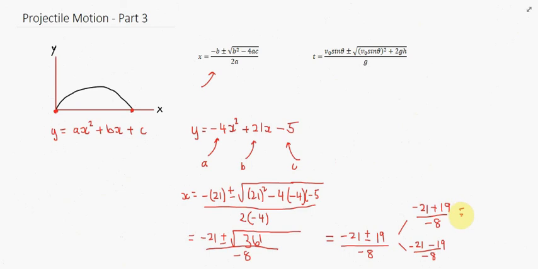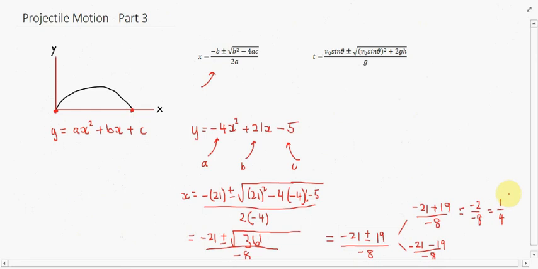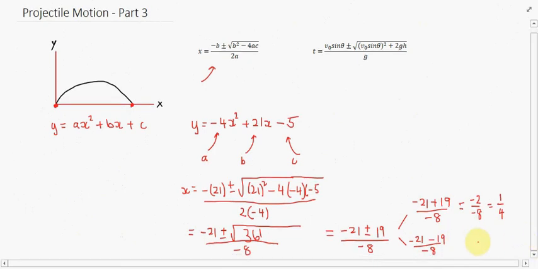Negative 21 plus 19 should give me negative 2. So negative 2 over negative 8, the negatives cancel and I get a quarter, right? This one over here, negative 21 minus negative 19 is negative 40 over negative 8. Again, the negatives cancel and 40 divided by 8 is 5, right? So in essence, it's telling me that this x value over here is 0.25, or a quarter, and this x value over here is 5.